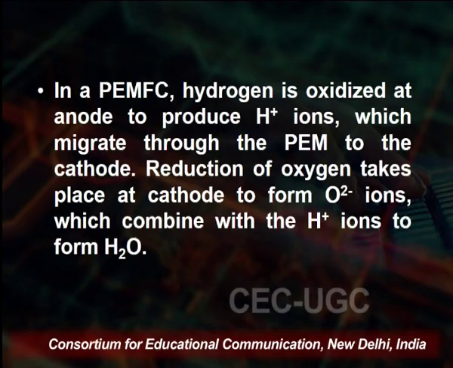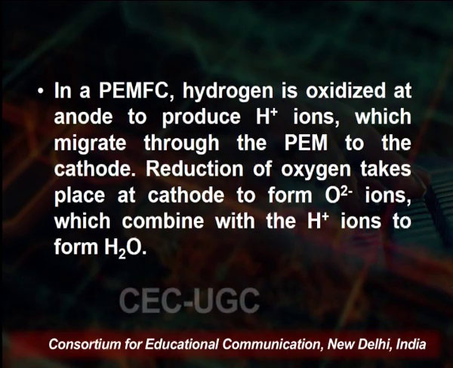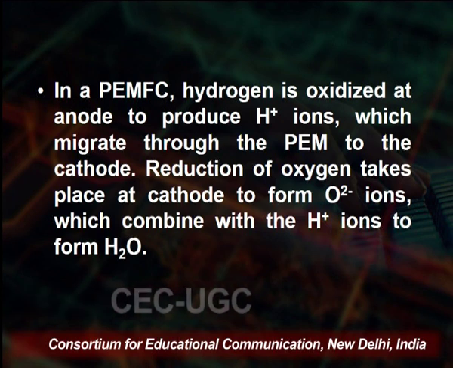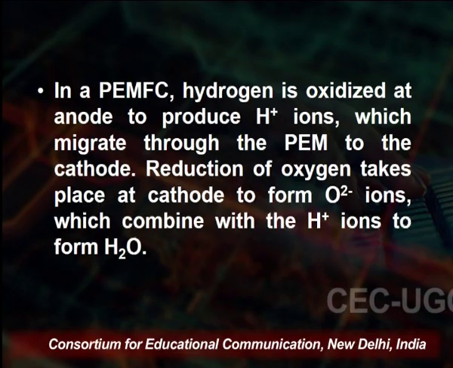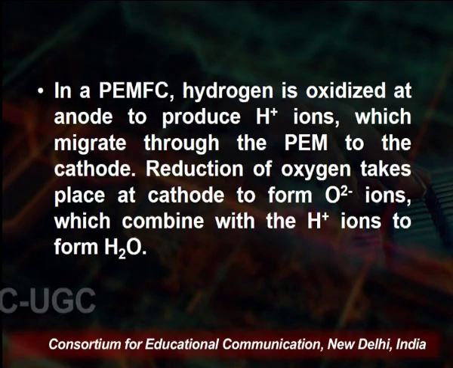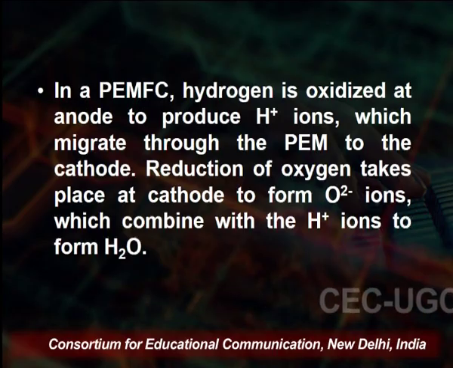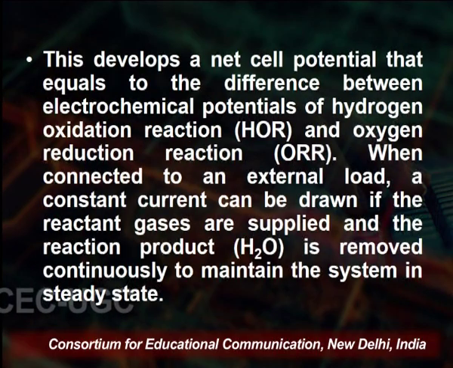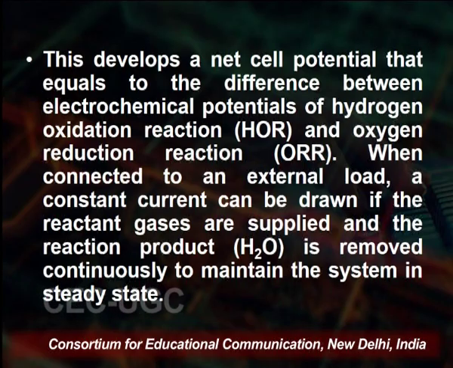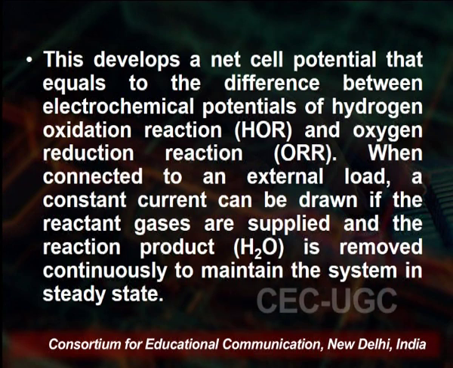Hydrogen is oxidized at the anode to produce hydrogen ions, which migrate through the PEM, that is the polymer membrane, to the cathode. Reduction of oxygen takes place at the cathode to form O2 negative ions, which combine with the hydrogen ions to form H2O. This develops a net cell potential equal to the difference between the electrochemical potentials of the hydrogen oxidation reaction and the oxygen reduction reaction.